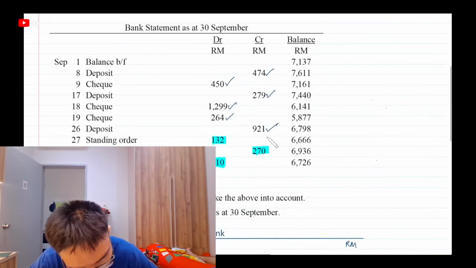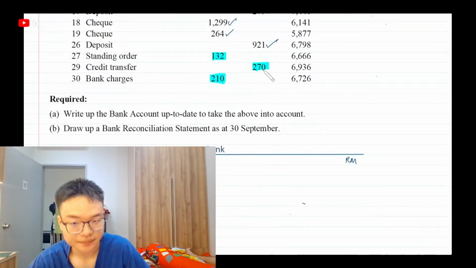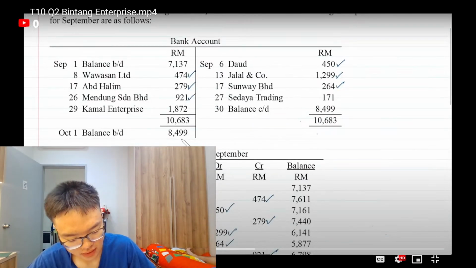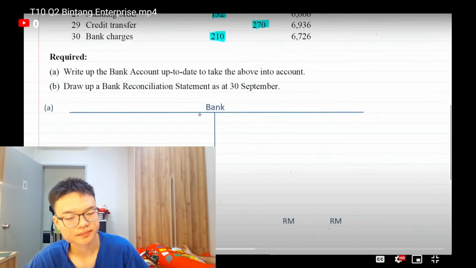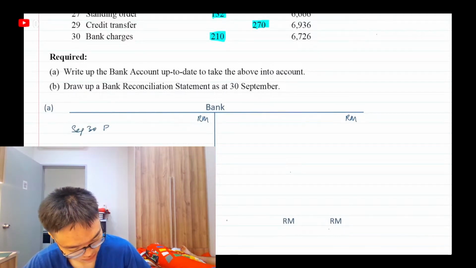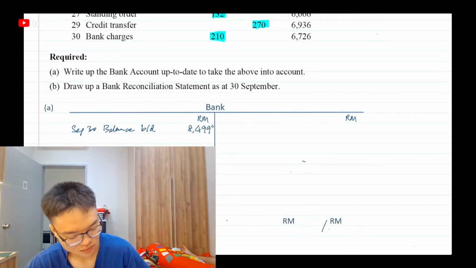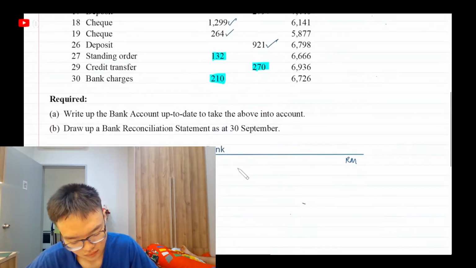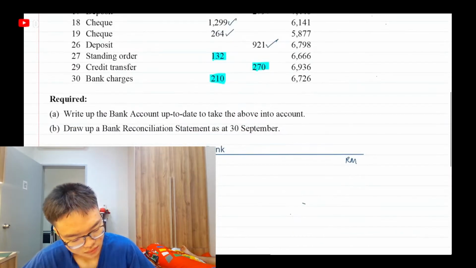Now, in the bank statement, we have a deposit of 270 ringgit not recorded in the bank account, so we're going to record it. This is a credit transfer of 270 ringgit. So I just put here credit transfer.